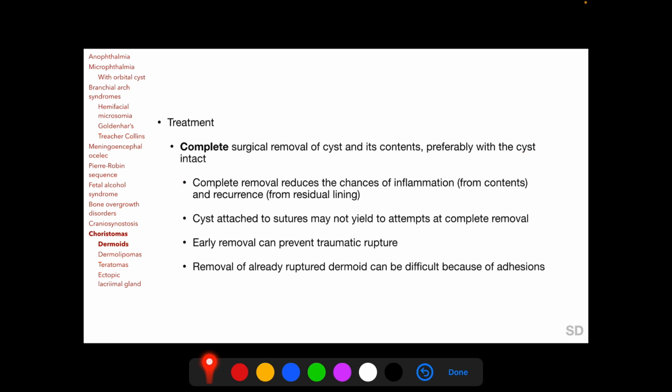Complete removal reduces the chances of inflammation from residual contents of the cyst and recurrence from residual lining of the cyst. Dermoid cysts which are attached to sutures may not yield to attempts at complete removal. Early removal can prevent traumatic rupture and subsequent inflammation, and removal of an already ruptured dermoid can be difficult because of adhesions.